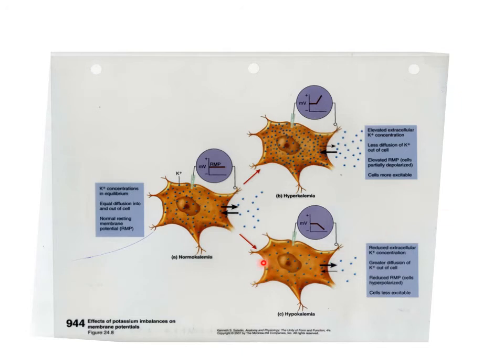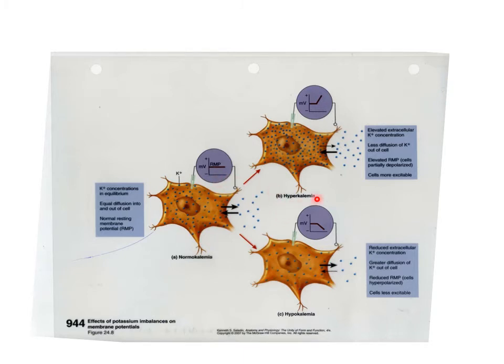This picture gives you an idea of what's going on. And this is normal potassium levels outside. And what happens is the arrows are the same size, so you have equal diffusion in and out of the cells, and your resting potential stays normal. There's your resting membrane potential.